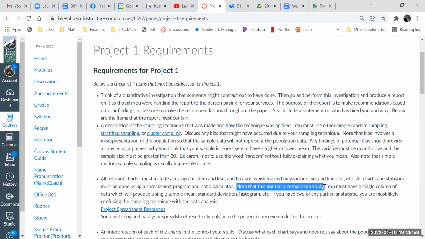Note this is not a comparison study. You're not doing a comparison study. It is a single survey question. The only reason why you would ask possibly 2 questions, any guesses?